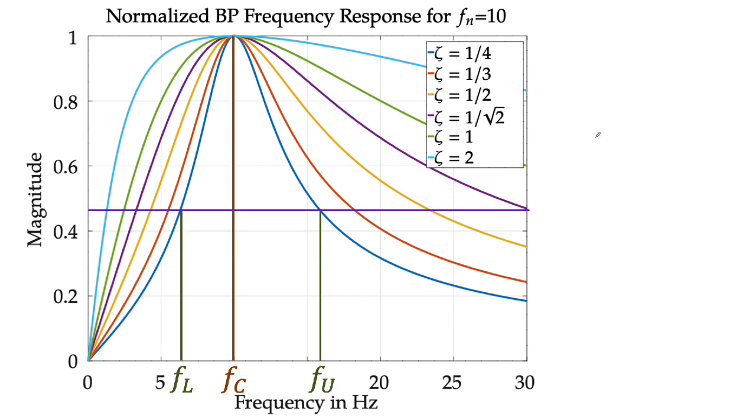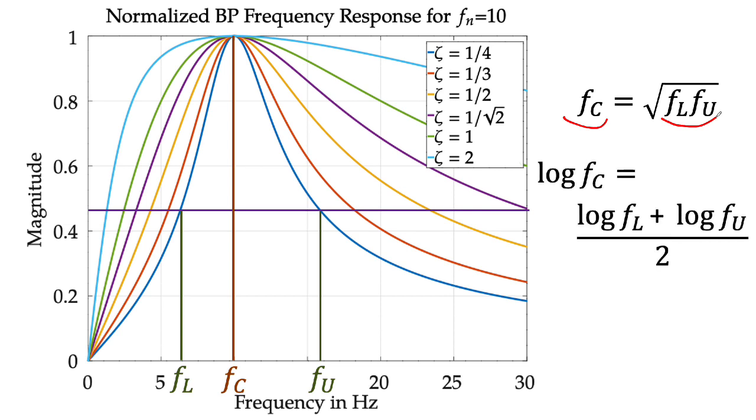But here's an interesting fun fact. The center frequency is equal to the square root of the lower and upper frequencies multiplied together. And that should make you think about logarithms. If I take the logarithm of both sides, we see that the logarithm of the center frequency is indeed the arithmetic average of the logarithm of the lower frequency and the logarithm of the upper frequency.